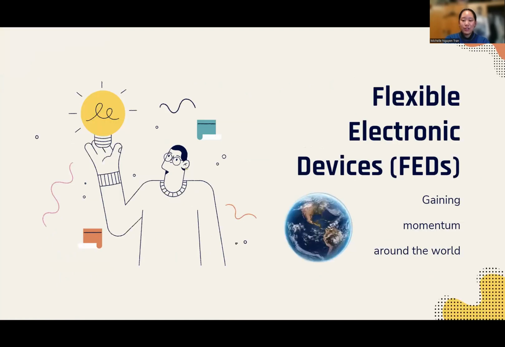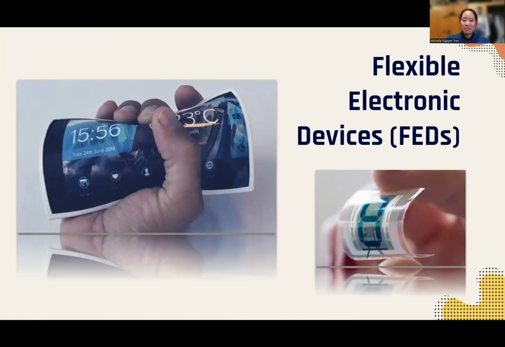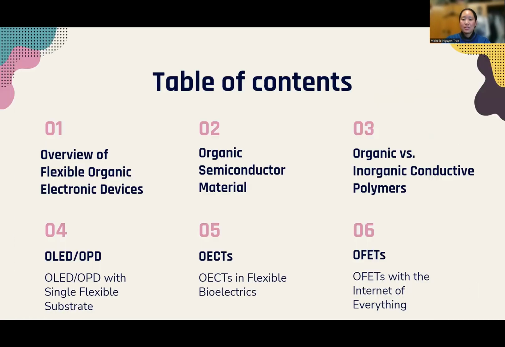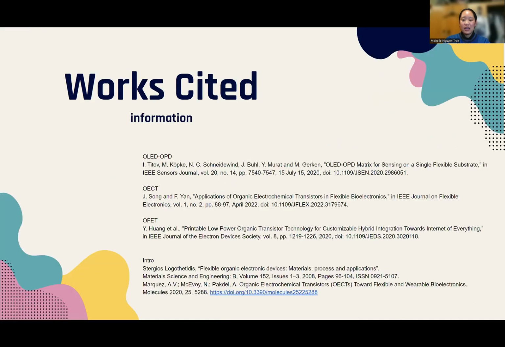So to review, this presentation is on flexible electronic devices that are getting momentum around the world due to their increased research and future applications. Here's an image of its applications with screens and flexible bioelectronics. This was a review of what we covered today, and here are the works cited for all the information and the images I used.